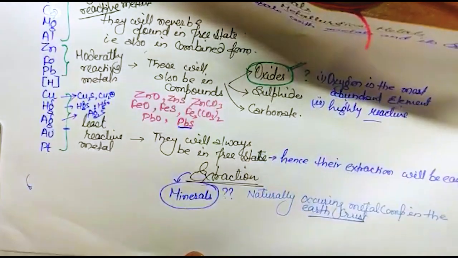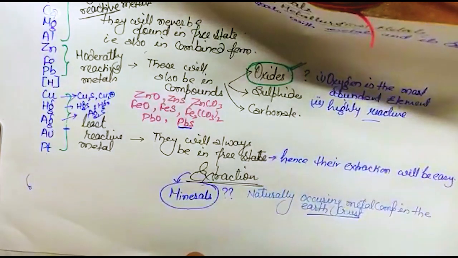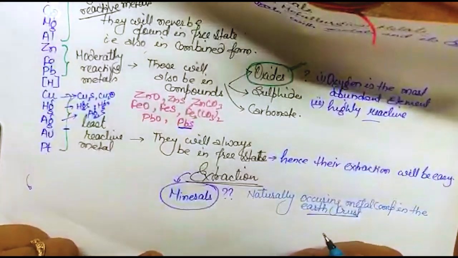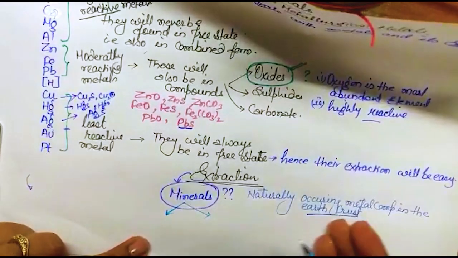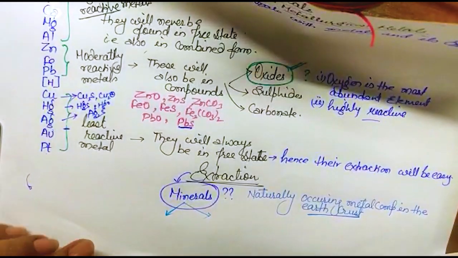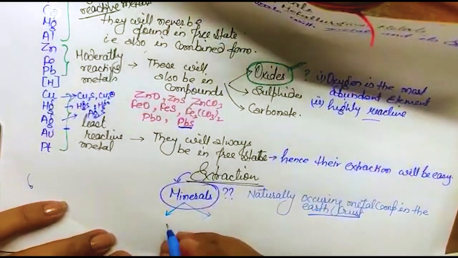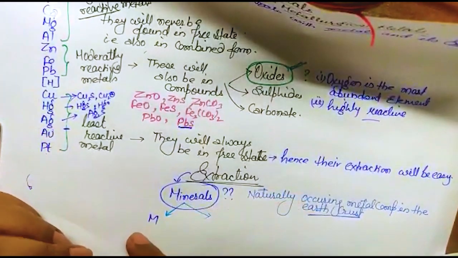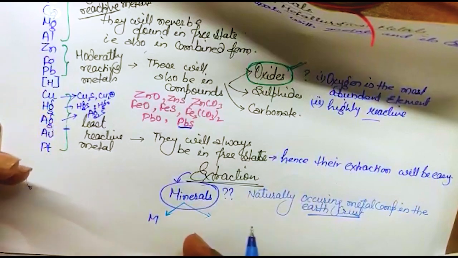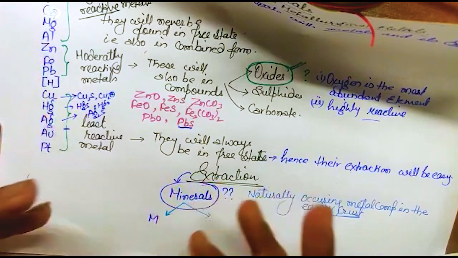Any doubt in this? So, if we say minerals, in this case you are bound to have two things. The one is the metal which is of your interest, for which you want to do the extraction, isn't it? Like if you want to extract copper, this metal will be copper, iron, silver, gold, whatever, or zinc and like this.